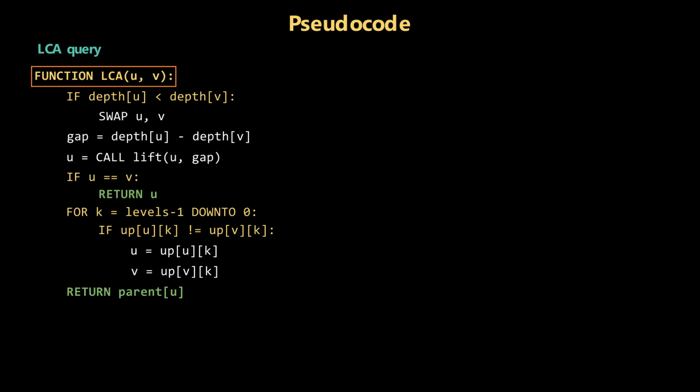LCA finds where 2 node paths toward the root meet. If the first node is shallower, swap the labels. Ensure the deeper node is always in U. Compute how many edges deeper U sits. Call lift to bring U up to V's depth. If both pointers landed on the same node, that is the answer. Return that common ancestor immediately.